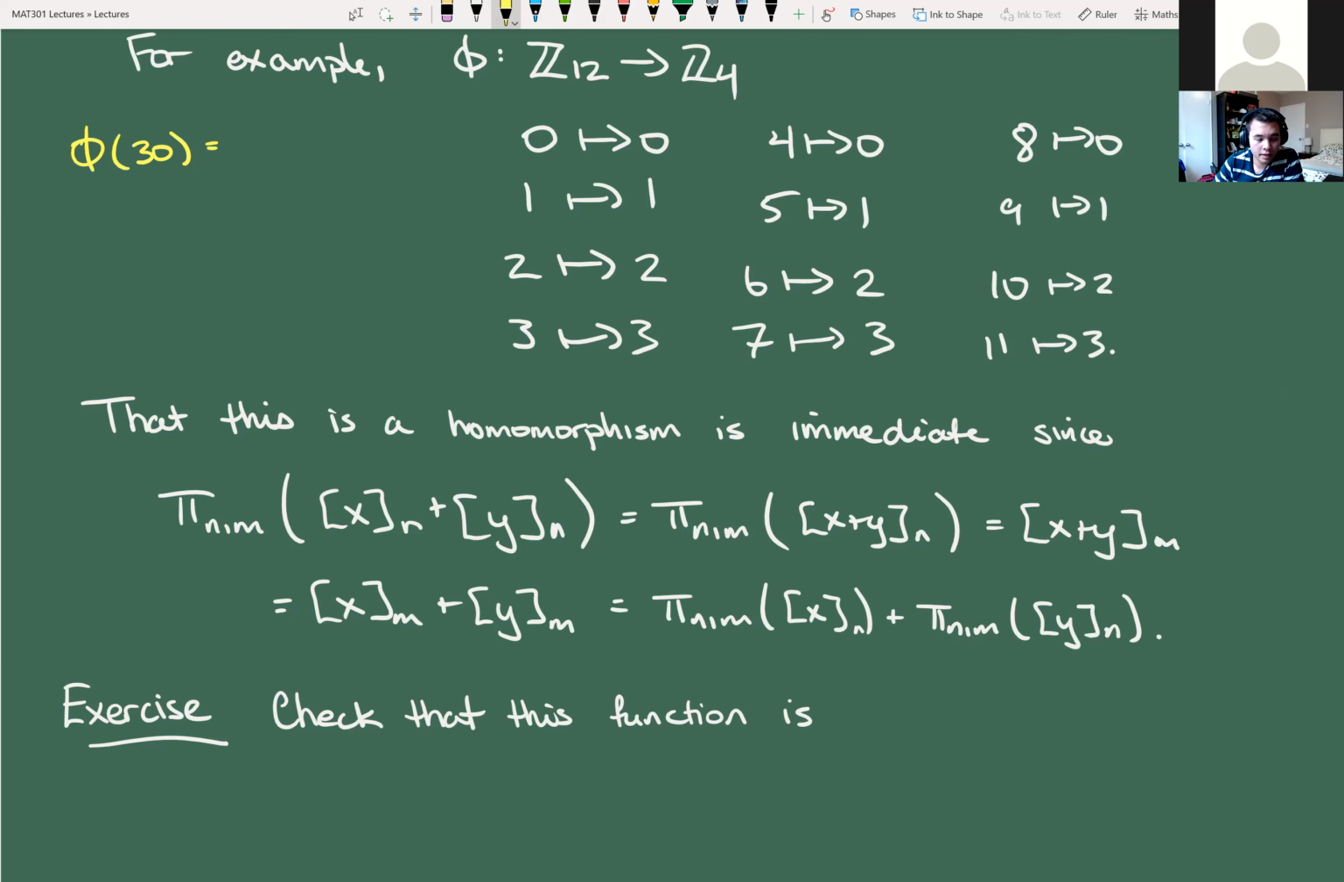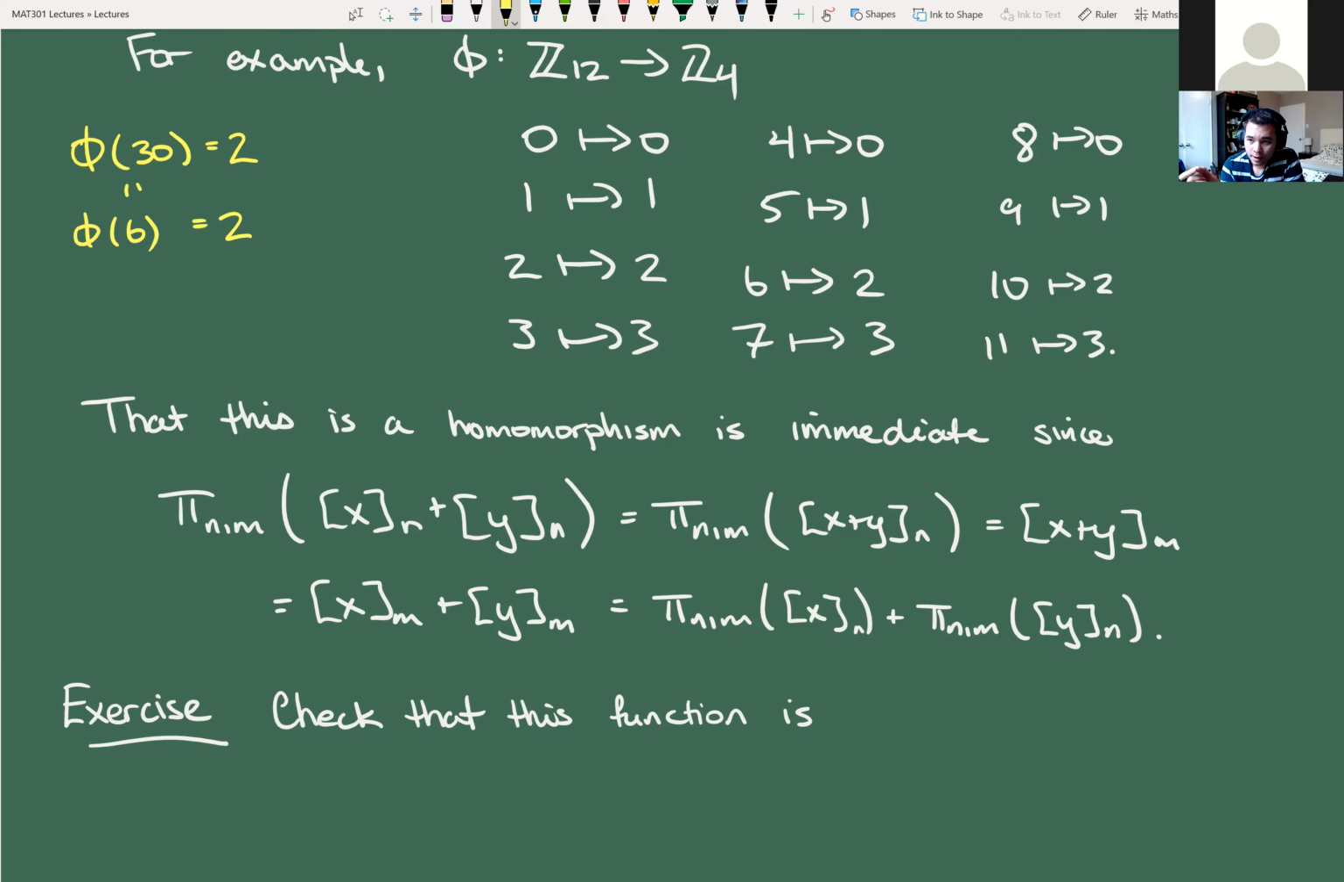Phi of 30 is, what is 30 mod 4? This isn't a trick question. 2, thank you, Dylan, for your bravery. Now, phi of 30 is equal to 2, and phi of 6 is also equal to 2. But I've changed the mod, right? I'm changing what I'm modding by.